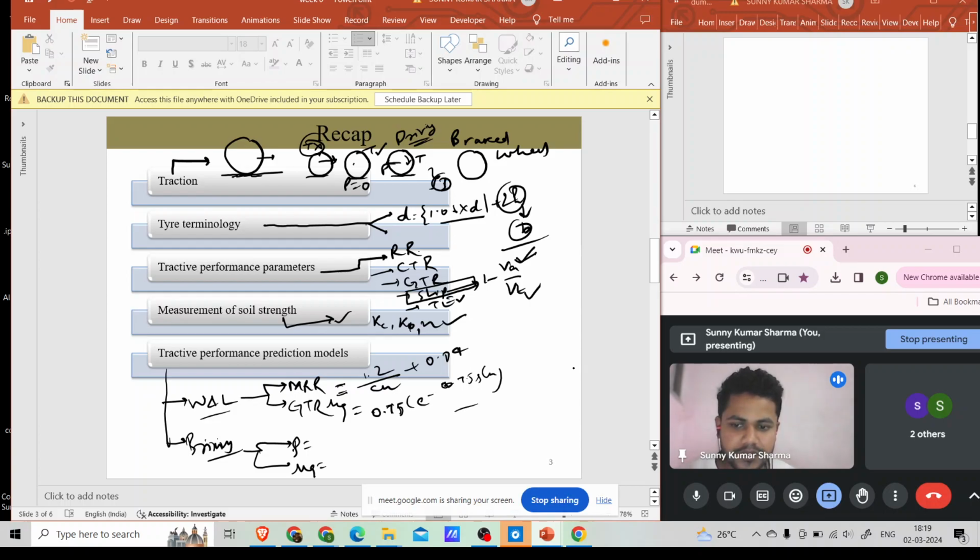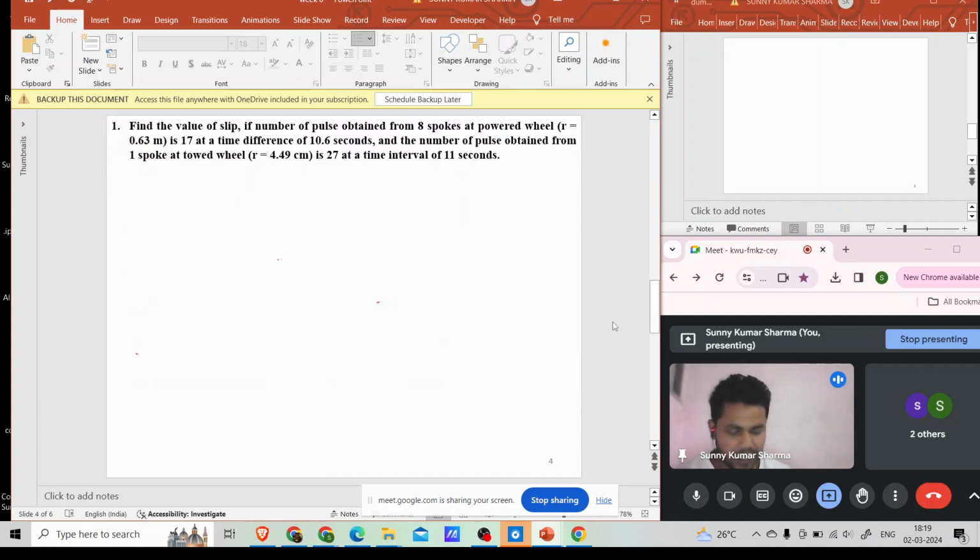And in Bekker, it is a function of mobility number, and mobility is the first thing you have to calculate, like we discussed earlier. So today I will be telling how, if you have a tire, if you have a tractor, suppose this is a tractor, then how will you calculate its actual and theoretical velocity? Do you have any idea? If this is a tractor given to you, how will you calculate its actual and theoretical velocity?